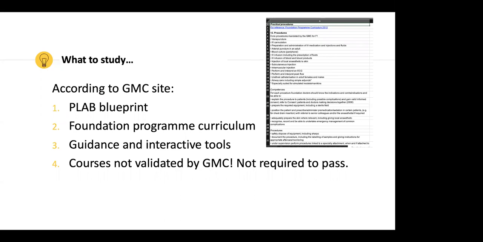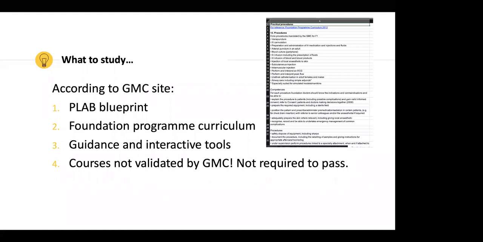And then the GMC also provides their own guidance on certain topics on good medical practice, and there are a few interactive tools. I watched all the GMC videos before my exams, and I read the guidance.